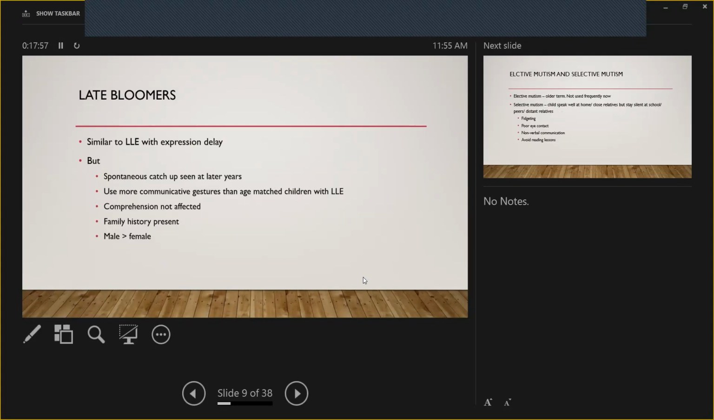How you differentiate them from late language emergence is that their sign language is more advanced, right? And there is usually a family history, right? Usually the culprit is the father, right? Okay, so the father is always the cause. And comprehension is never affected. They understand very well. They speak slowly, but later on, even without intervention, they catch up. Right? With late language emergence, they can catch up only with intervention. That's the difference, right?